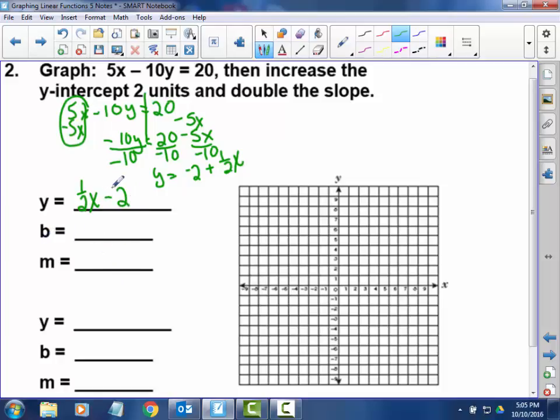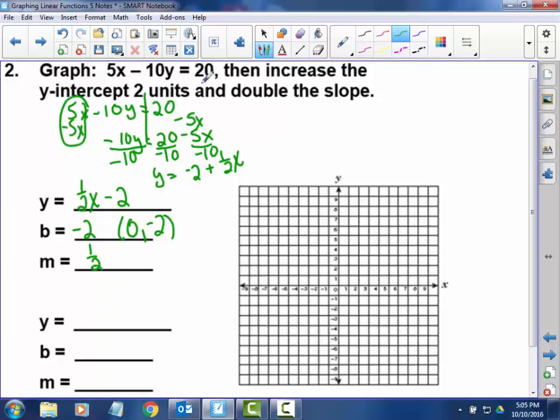So b is the number being added or subtracted from x. So in this case, that's negative 2. So our y-intercept is at 0, negative 2. M is the coefficient of x. So in this case, the number with x is 1/2.